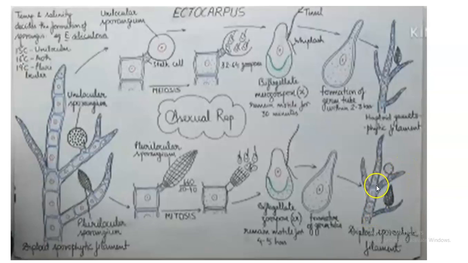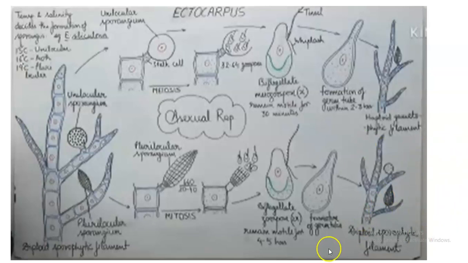Okay, this sporophytic generation then will be forming unilocular and plurilocular sporangia again, and spore release will happen again, then it will be attaching to a substratum and again a sporophyte will be formed. Okay, so this is the process that is happening as a part of asexual reproduction in Ectocarpus.